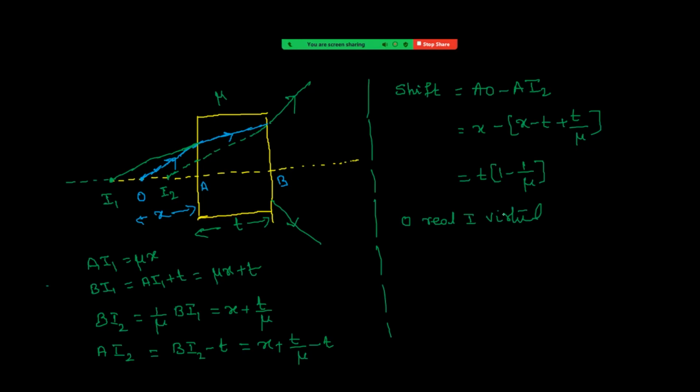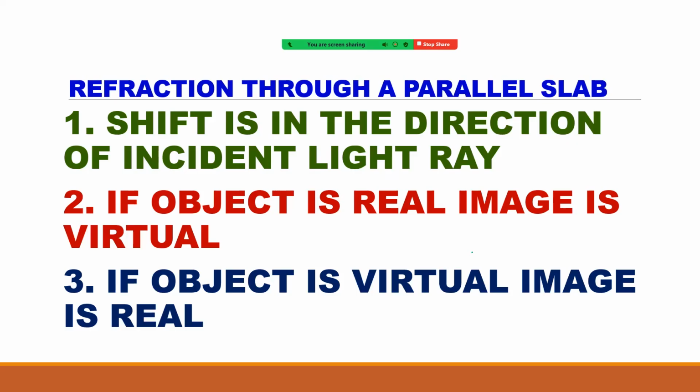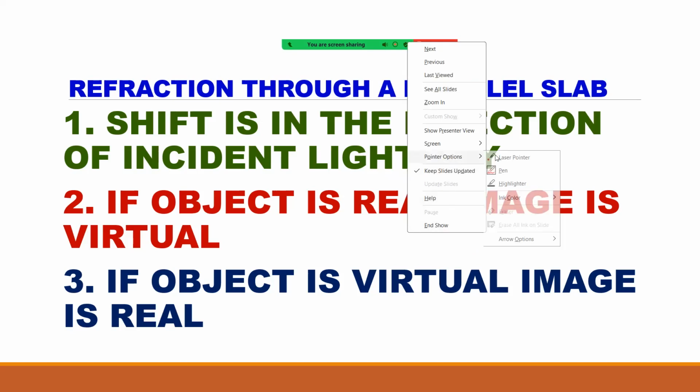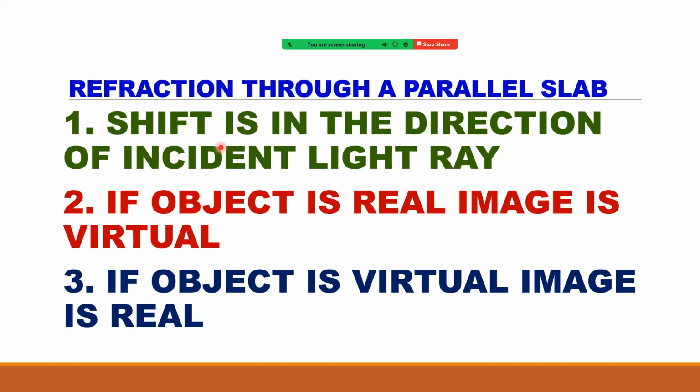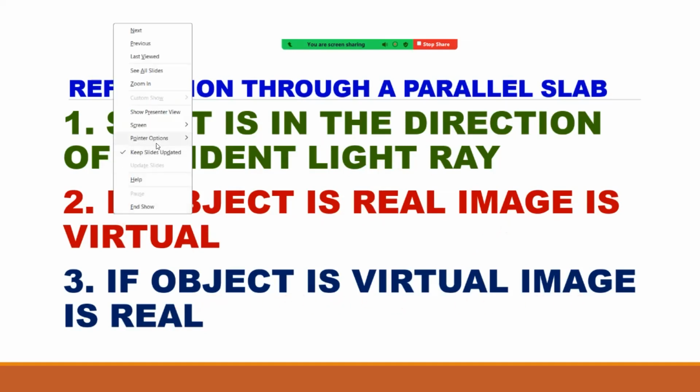Okay, let us now discuss. If the object is virtual, then see the points once given here. Shift is in the direction of incident light ray. If the object is real, the image is virtual. This is what we have discussed, right? Let us see now if the object is virtual, the image is real. Let us make a diagram for this.